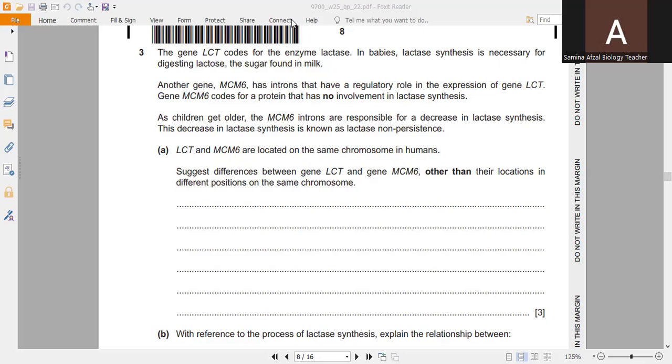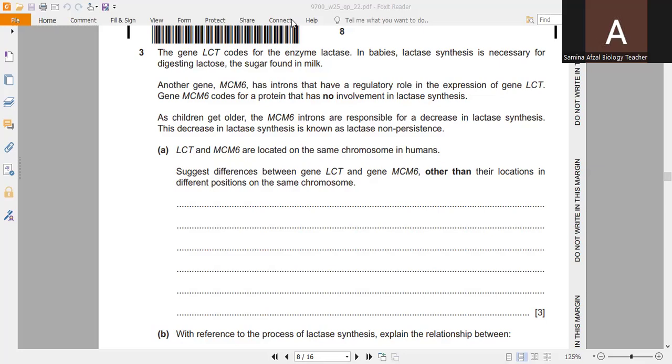LCT and MCM6 are located on the same chromosome in humans. Suggest differences between gene LCT and gene MCM6 other than their locations in different positions on the same chromosome. So they are different genes, so they will naturally have different primary sequences and different roles in the cell. So we have to suggest the differences which are based on the information provided and general biological principles.